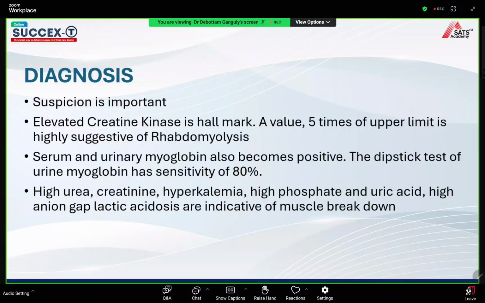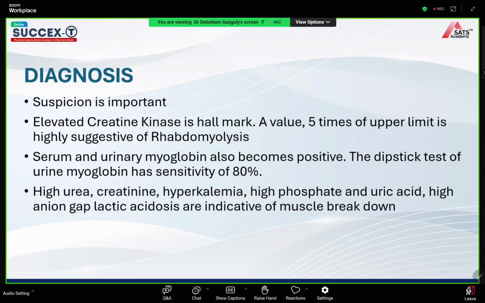A value 5 times the upper limit is highly suggestive of rhabdomyolysis. Serum and urinary myoglobin also become positive. The dipstick test for urine myoglobin has a sensitivity of 80%. High urea, creatinine, hyperkalemia, high phosphate and uric acid, and high anion gap lactic acidosis are indicative of muscle breakdown. So all these things we have to keep in mind with the background of the etiology.